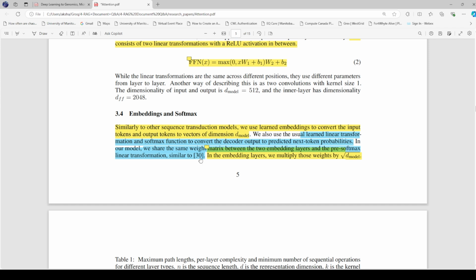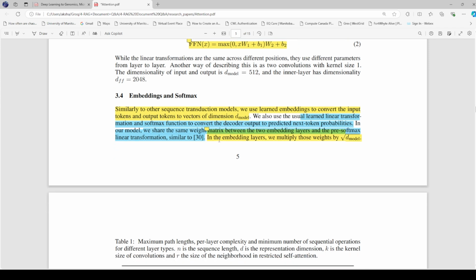Yeah, so some details here. In the embedding layers, we multiply those weights by the square root of d_model, right? So this is another thing that they do in the embedding layer. They do multiply it with the square root of d_model, right? It's just another thing that they do here.